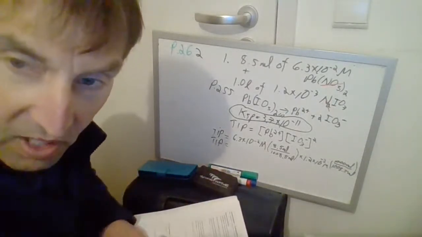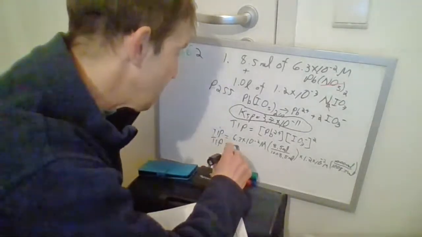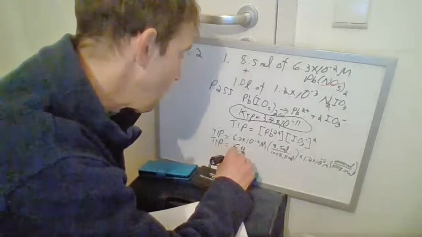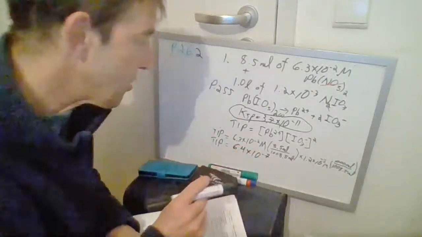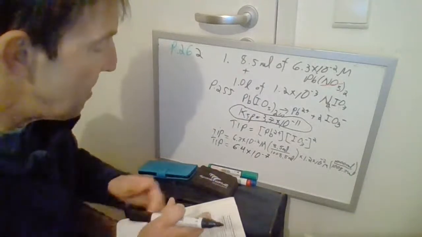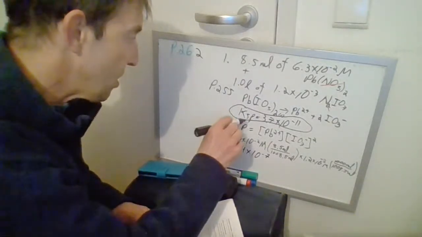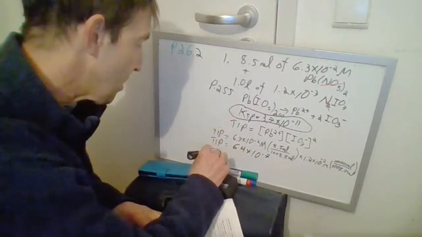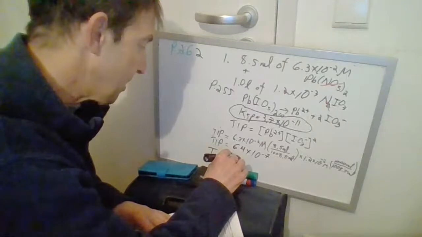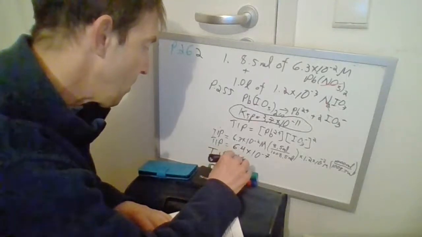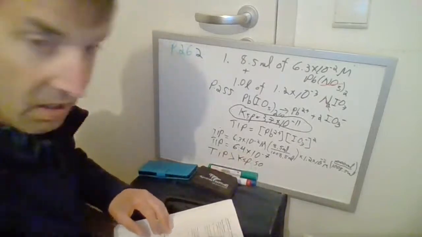Thank you, Noah. I'll write it down. Maybe a couple others can check it with me. 6.4 times 10 negative 7. So let's compare that now. Is it bigger or smaller than up here? Well, there's the Ksp. So the Q, if that is correct, is bigger than the Ksp. So the answer is what?